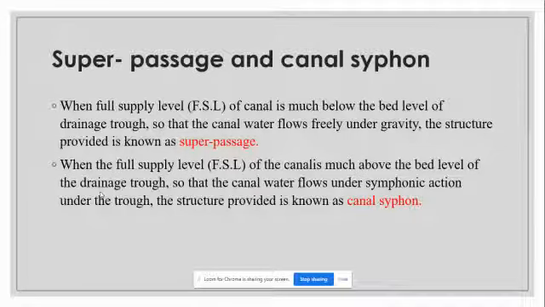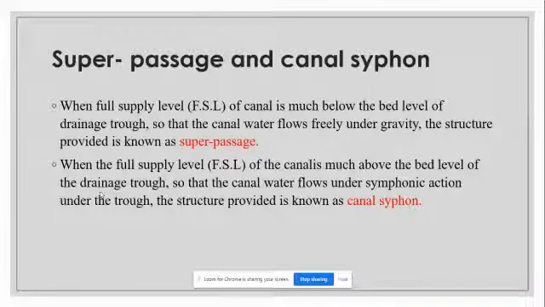And second, when the full supply level, FSL, of the canal is much above the bed level of the drainage trough, so that canal water flows under siphonic action through the structure, the structure is known as a canal siphon. The simple meaning is the canal is below the drain. It simply means super passage, but the FSL is greater than the bed level. That means it is a canal siphon.